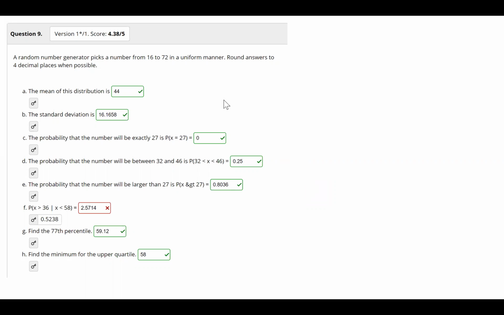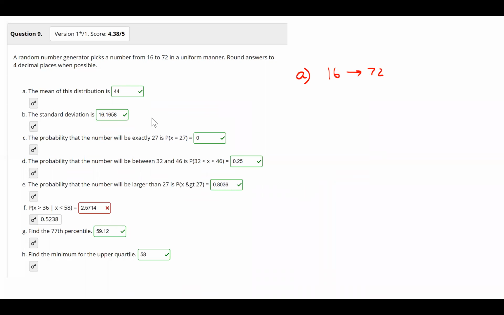It's really just distribution of numbers, how we think about distribution. There's the uniform distribution and the exponential distribution, the two main ones here. We have a number generator that picks numbers from 16 to 72, and it picks in a uniform manner, so there's no pattern to it. The question is, what's the mean for this?